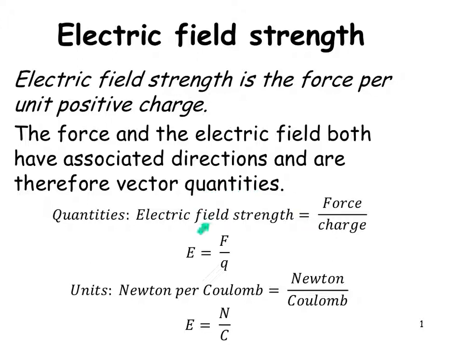The direction of the electric field is always the direction in which a positive point charge would move, so it is always from positive to negative, because it would be attracted to negative. So we've got force in newtons and charge in coulombs, and therefore electric field strength is measured in a unit called newtons per coulomb.